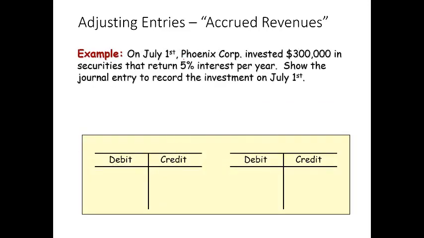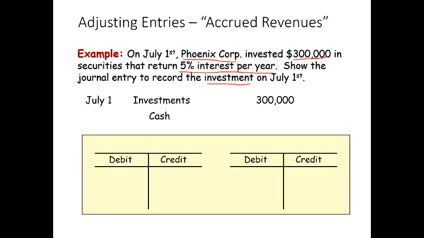So in this case, though, we have Phoenix Corp. They're investing $300,000 in securities that return 5% interest per year. Show the journal entry to record the investment. So here's a little bit different situation. Usually you've probably seen where you do work for somebody, you've earned some revenue, but you haven't been paid, and so you'd record an accounts receivable. You'd record revenue in accounts receivable. In this case, I've lent $300,000. I've given somebody $300,000 in securities that return 5% interest per year. We want to accrue for the interest revenue that we're going to earn on these securities.